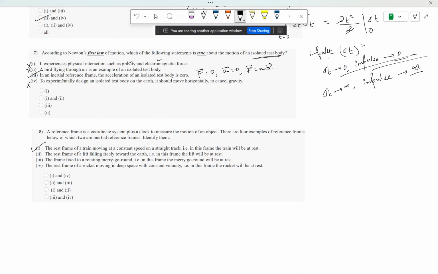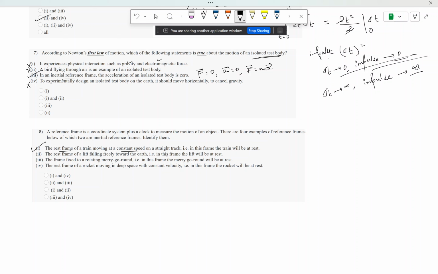Why? Because the rest frame of the train is moving at a constant speed on a straight track, that is, the frame of the train will be at rest. So basically the train's frame is a rest frame, that means it is moving with a constant speed, the magnitude of the velocity is constant, and the direction is always also constant. So in this case the velocity is not changing with time. That means it will be an inertial reference frame. That was the main idea of an inertial reference frame.